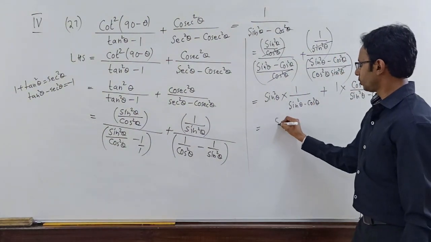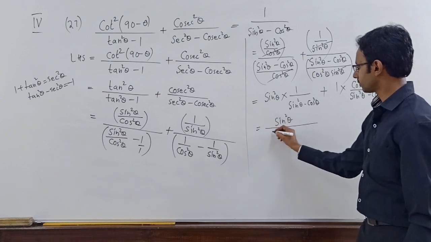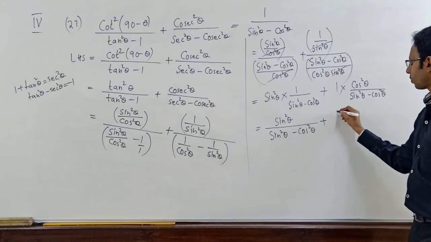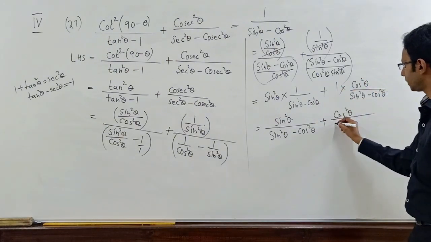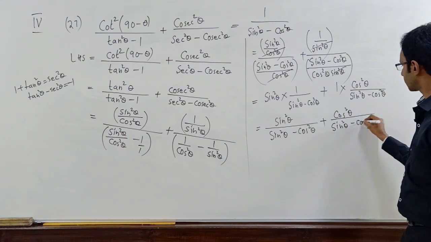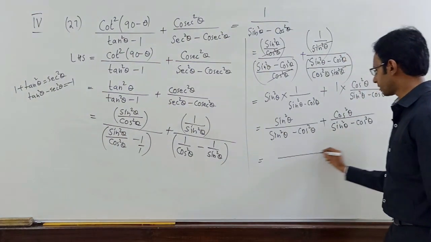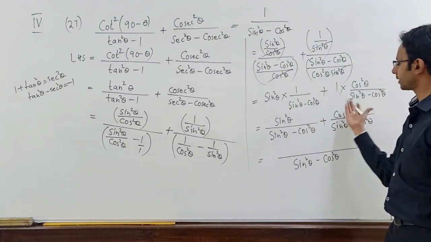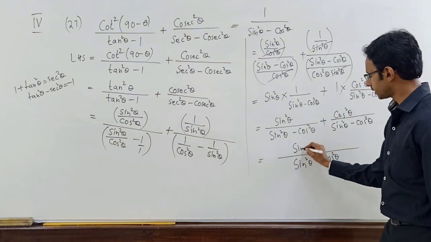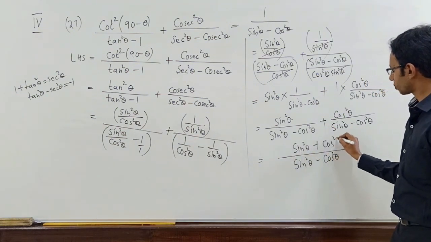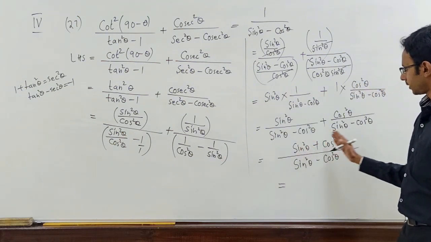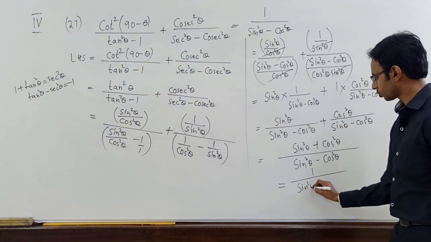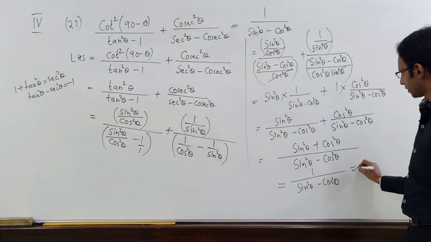Multiply this, sine square theta into 1 is sine square theta, the denominator remains same, plus 1 into cos square theta is cos square theta divided by sine square theta minus cos square theta. So if you have same denominators, the rule is keep the same denominator and just add or subtract the numerators. Since plus sign, so it is addition, sine square theta plus cos square theta, and you all know that sine square theta plus cos square theta is an identity which is 1 divided by sine square theta minus cos square theta. So this is your right hand side.